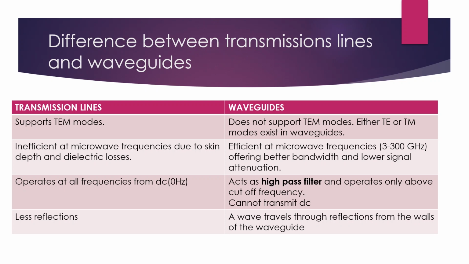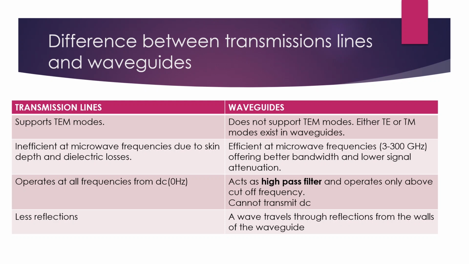Then the third one: a transmission line is not frequency selective. It operates at all frequencies from DC, that is from 0 Hertz. But in the case of a waveguide, there is an important concept called cutoff frequency, and propagation of the wave happens only after that cutoff frequency. Till that cutoff frequency, there is no propagation, and because of that, it can be considered as a high pass filter. So it is frequency selective and it acts as a high pass filter. It operates only above a particular frequency called cutoff frequency, and it does not transmit DC.